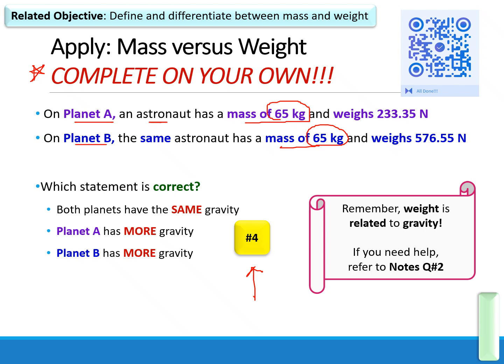On planet A, they have a weight of 233.35 newtons, and on planet B, their weight is 576.55 newtons. So, which statement is correct? Do both planets have the same gravity? Does planet A have more gravity or does planet B have more gravity? What do you think? If you are unsure, go back and refer to question number 2.